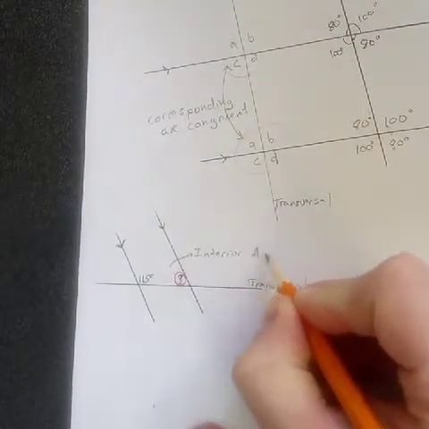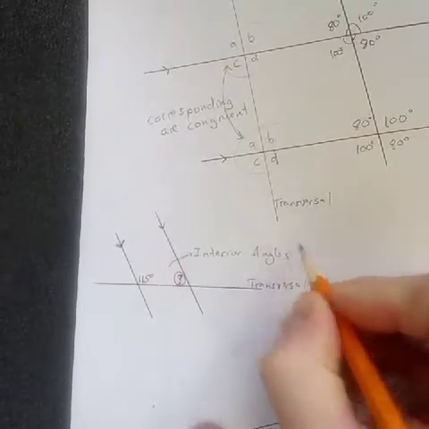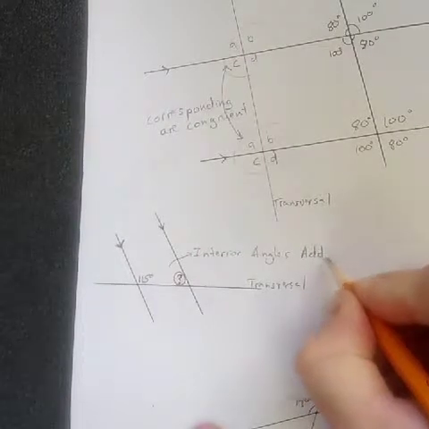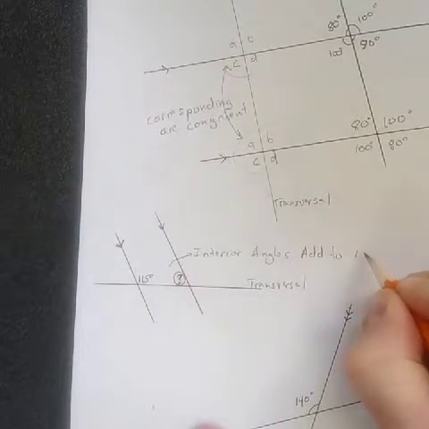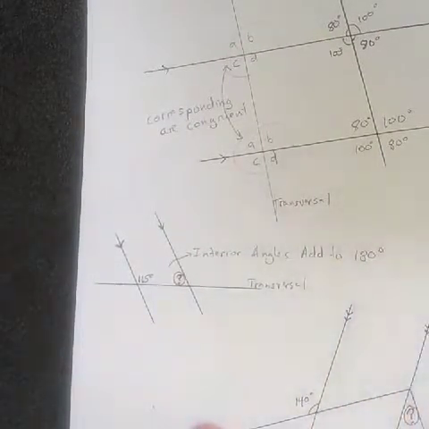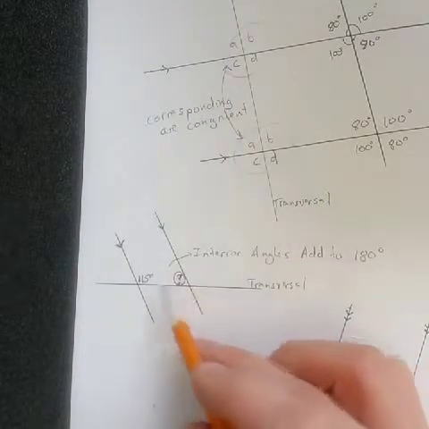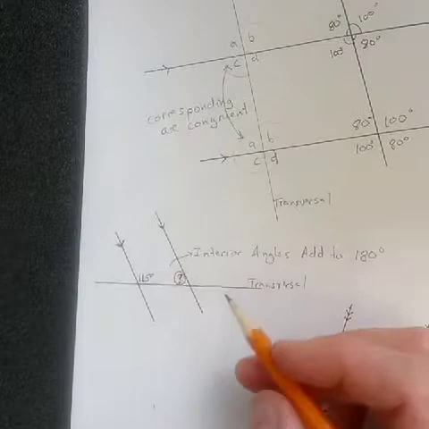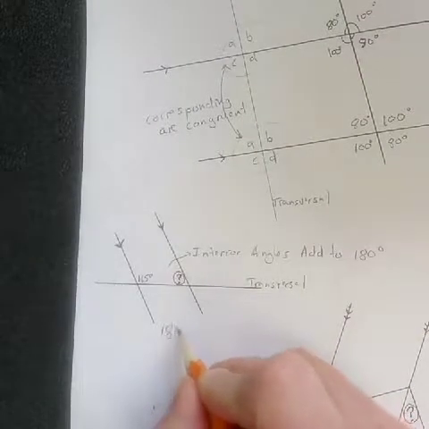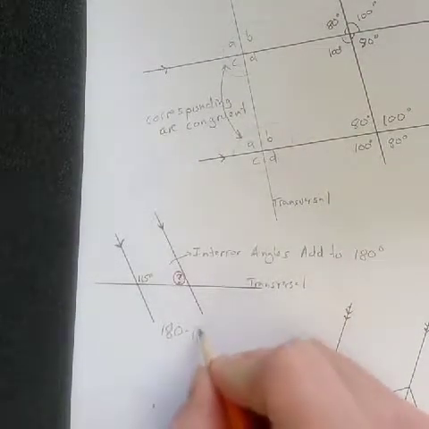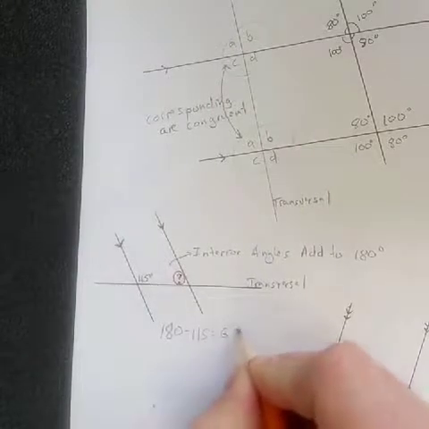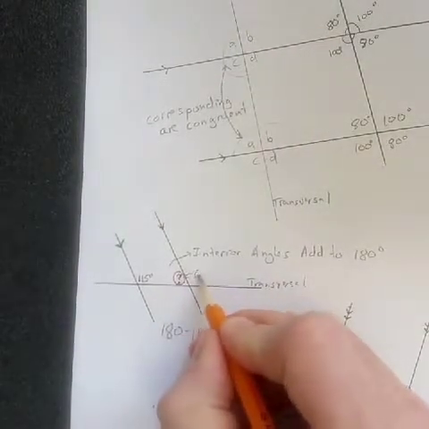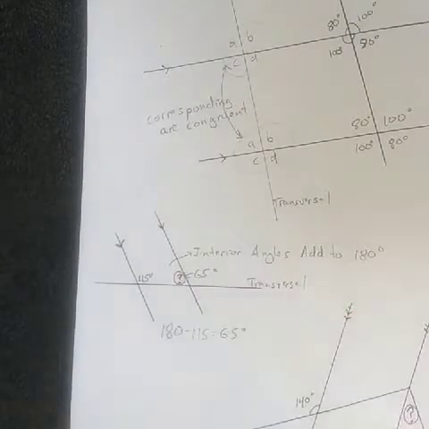Interior angles add to 180 degrees. So for this, if I subtract 115 from 180, I'll get what's left, my question mark. 65. So this question mark here equals 65 degrees.